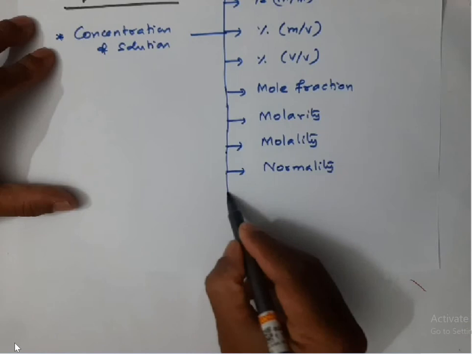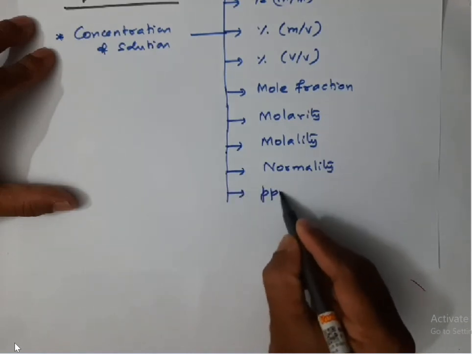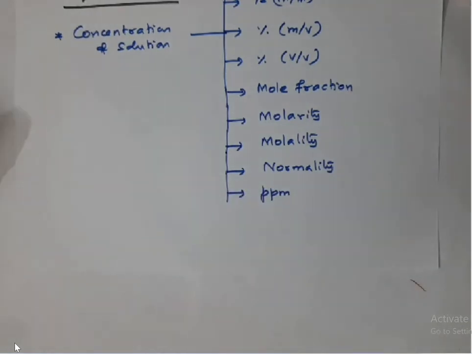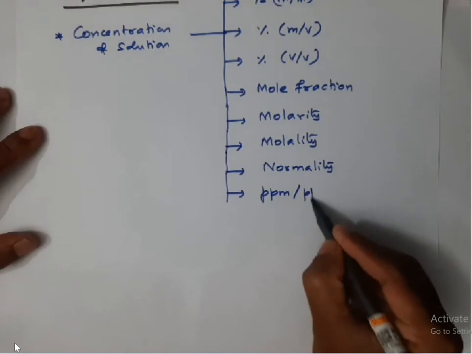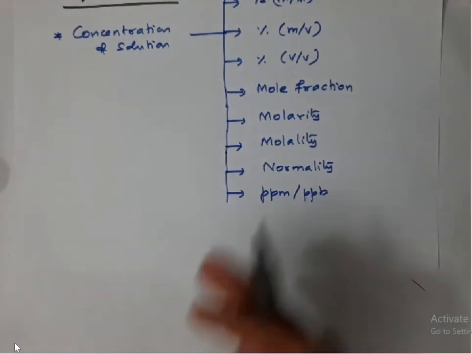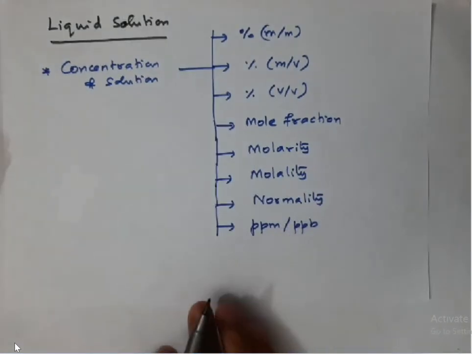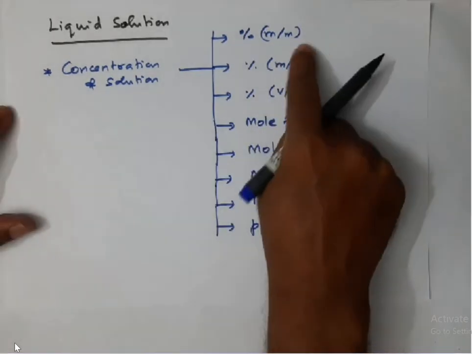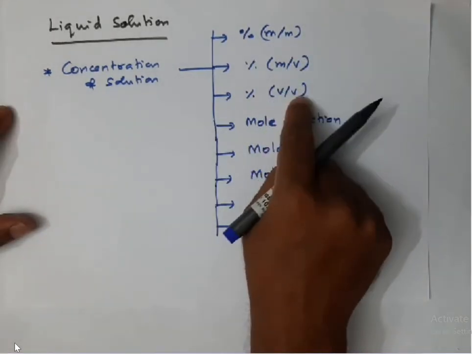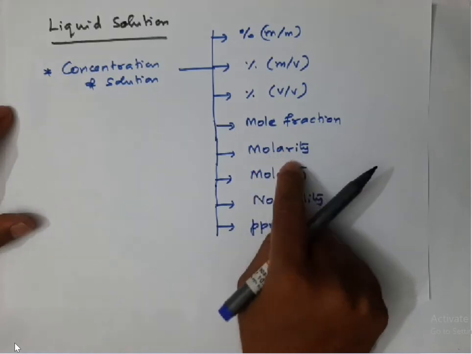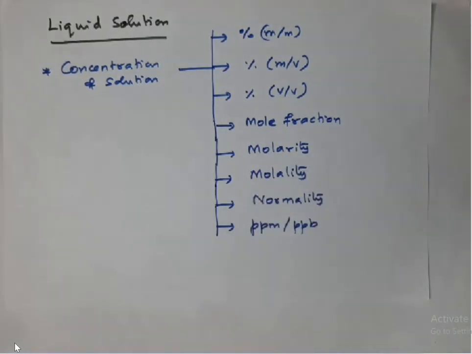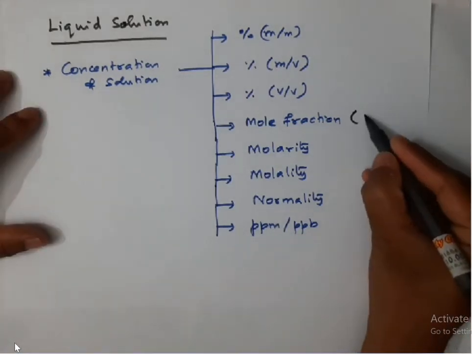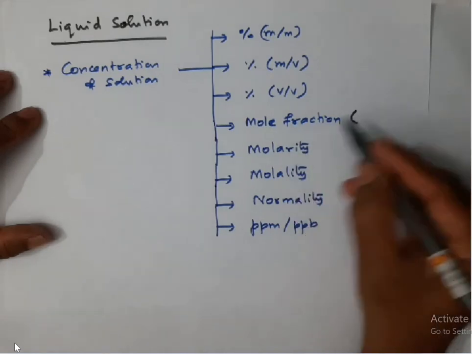And we also have what is called ppm, parts per million, or parts per billion, ppb. Right? We have different methods of expressing concentrations: mass by mass, mass by volume, volume by volume, then mole fraction, molarity, normality, then parts per million. Listen, these are all common symbols we use for these concentrations.